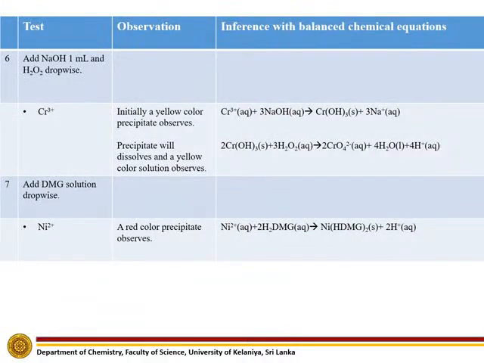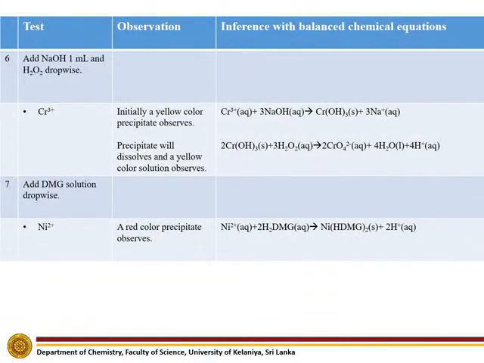Observation and results. When we add sodium hydroxide dropwise to the chromium 3+ ion solution, chromium hydroxide will precipitate and it is yellow in color. Then, when we add hydrogen peroxide, the precipitate will dissolve and a yellow color solution is observed. This is due to the formation of chromate ions.